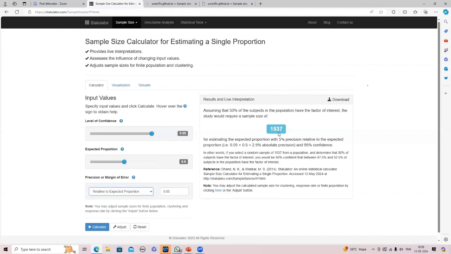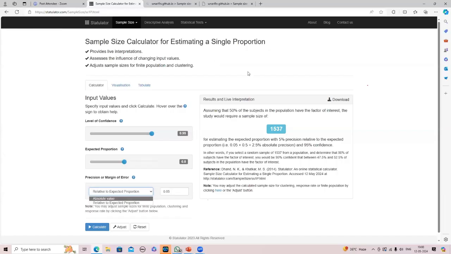Our sample size increases to 1537. So while entering absolute or relative, you have to take care and see what you are giving, whether the absolute form or the relative form. So this is the calculator for the estimation of mean and proportion.